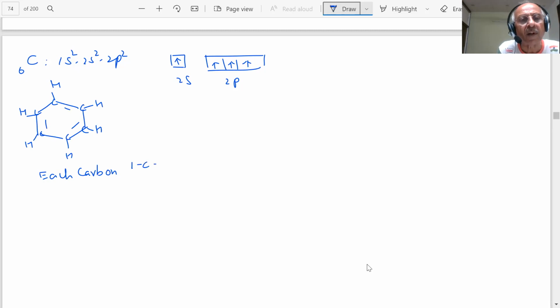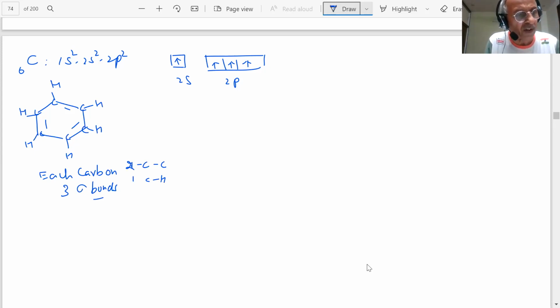One carbon-carbon single bond, and two carbon-carbon single bond, and one C-H. That means each carbon is forming three sigma bonds. Forming three sigma bonds, okay? According to this picture. But after it forms three sigma bonds, then what happens? If three sigma bonds are formed, students, then what will happen? Tell me what will happen if three sigma bonds are being formed?